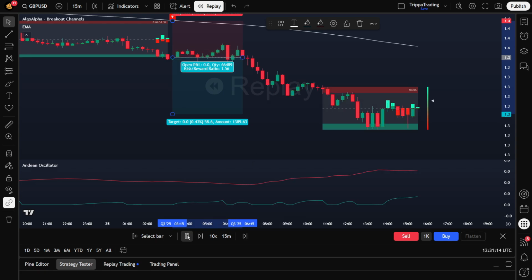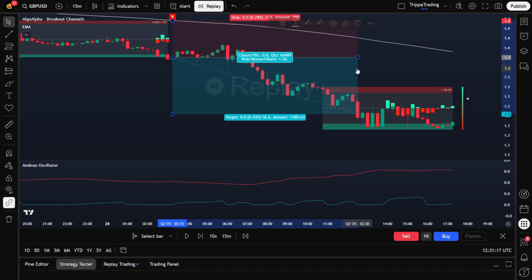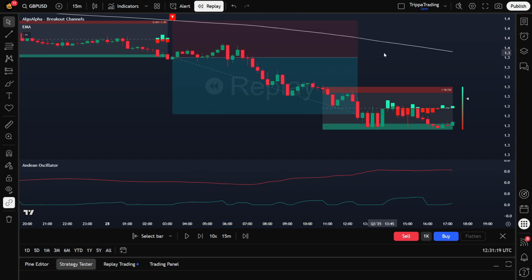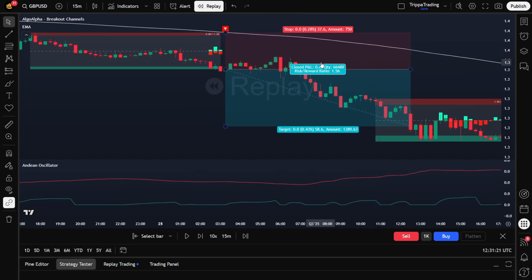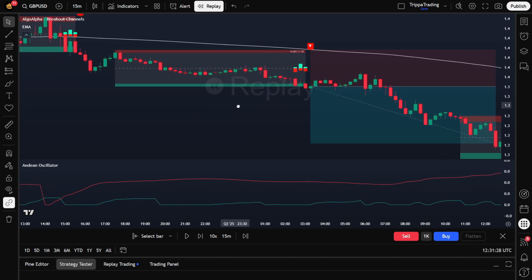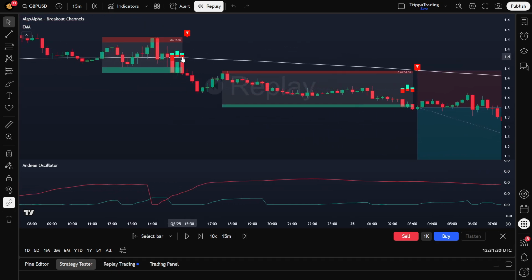Using this triple confirmation method, Smart Money Breakout Channels for structure, Andean oscillator for momentum, and 200 EMA for trend, you filter out the noise and only trade the cleanest, highest quality setups. It's a smart way to avoid false breakouts and stay aligned with the bigger picture.